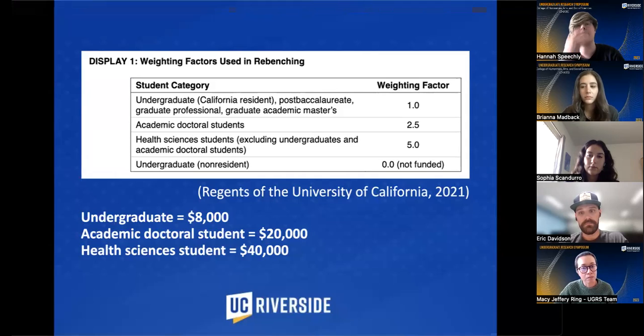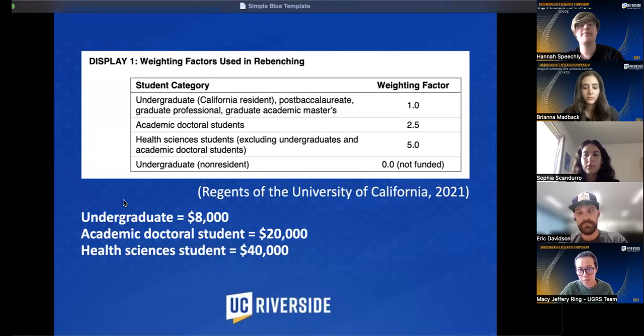And the argument for this is that because you need more equipment, you need more funding, they're going to cost more to educate those students as opposed to an undergraduate student. Now, because there are non-resident undergraduate students, they're not funded by the state at all. So this is a push by the California state government to incentivize funding for California residents.